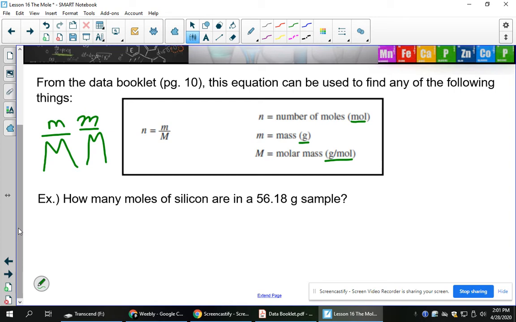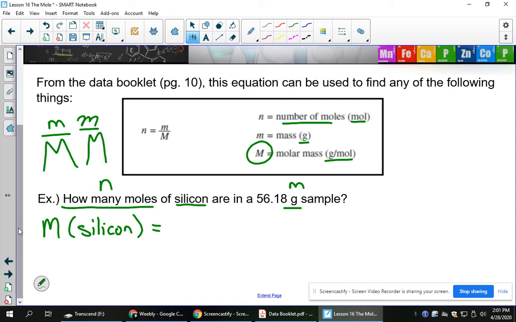So in this question, they're asking how many moles, so number of moles of silicon are in a 56.18 gram, so this is a mass sample. The units in the question tell you exactly what you're given. Now, the first step usually is to take what you're given and calculate the molar mass like we just did. So I need the molar mass of silicon.